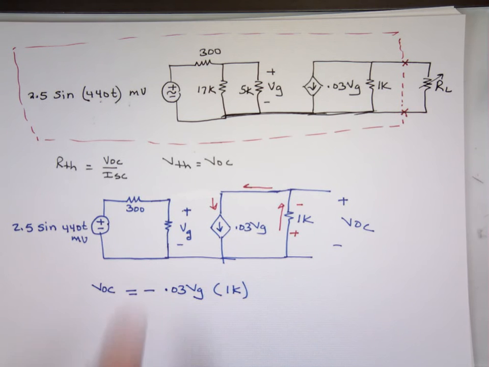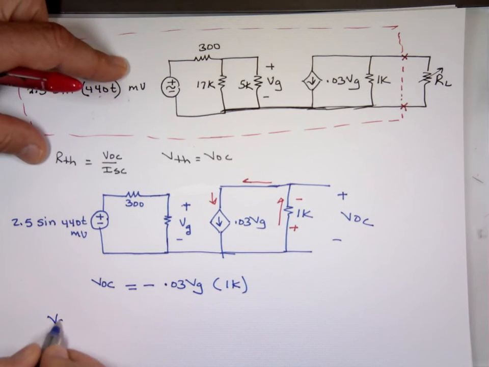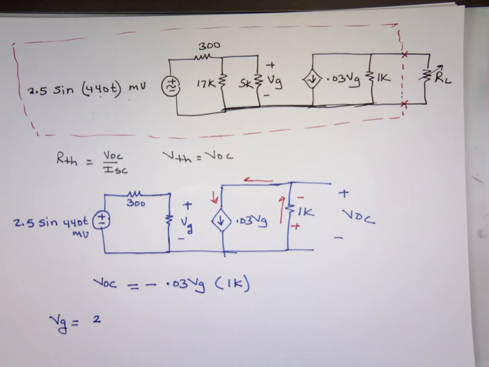Can I find VG? Well, that's voltage division. If you do voltage division, what are you going to have? VG is equal to what? Oh, I forgot to find the value of that resistor. So it's up there. Is it 5K? Well, 5K and 17K in parallel, right? 4.77K?